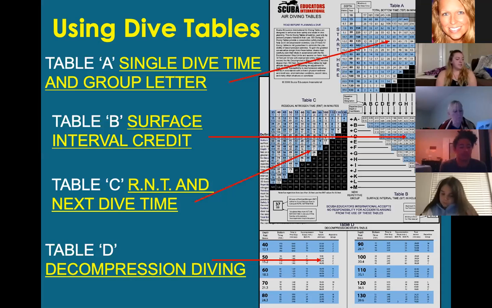You guys need to make sure that you're diving within your limits using the first two tables. And if you do that, it's going to be easy to know how long to stay in there. So use your dive tables to your advantage.